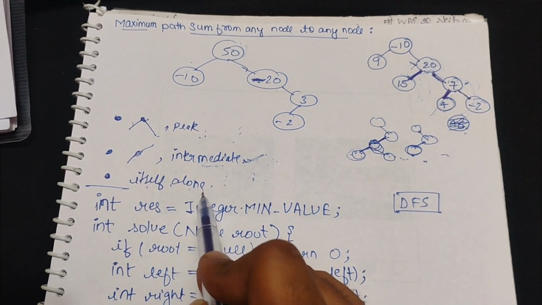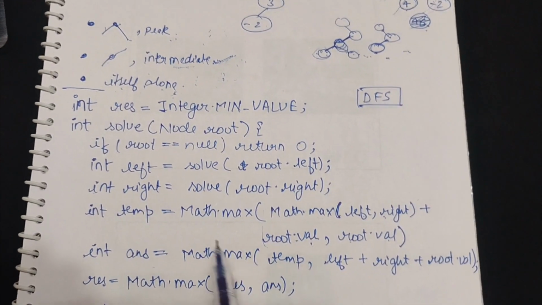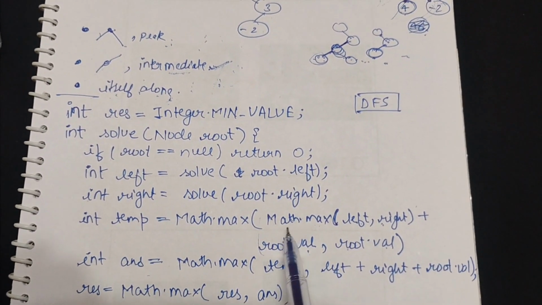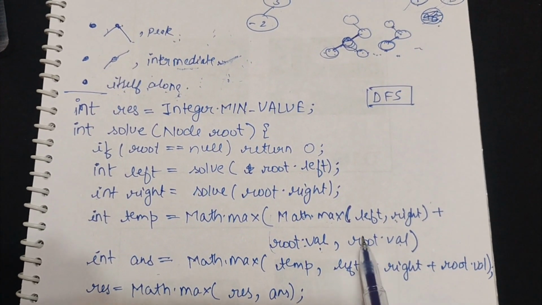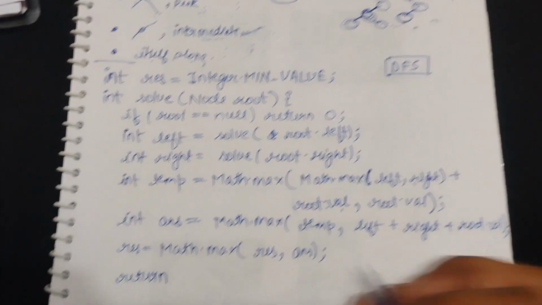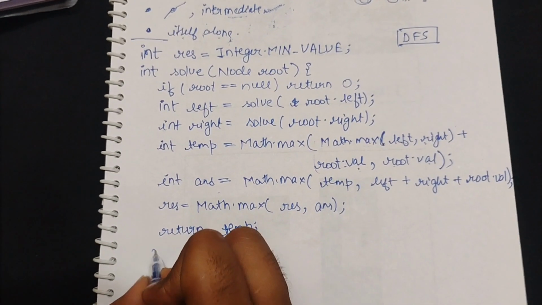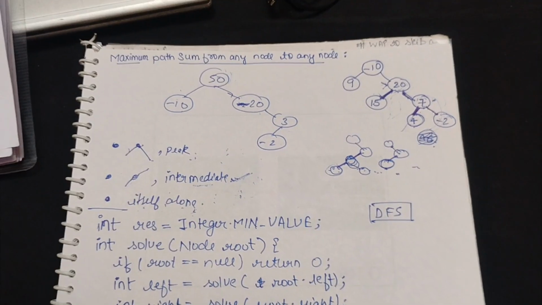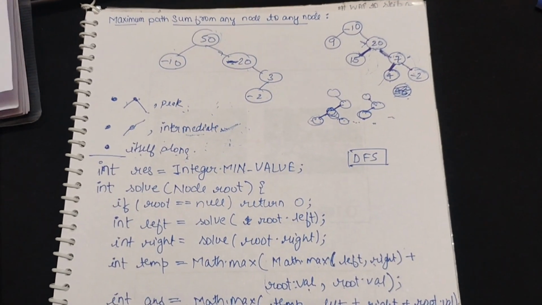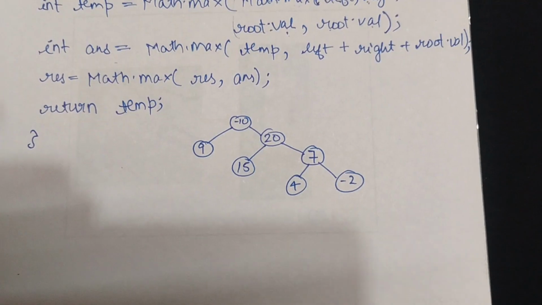And I will not choose any of the left or right. So for this itself alone condition, the node will choose, and that I wrote over here in the temp variable, that it is either the intermediate one or itself alone. So that's why I'll return temp over here. And this is what the entire code looks like for finding the maximum path sum from any node to any node. Okay, now I'll do a dry run of this.